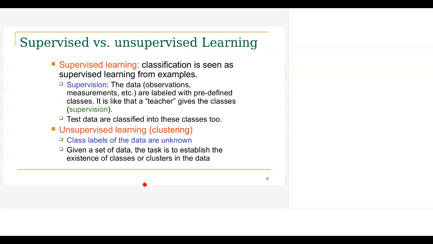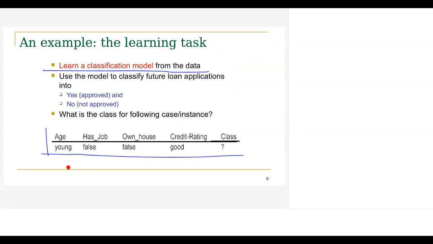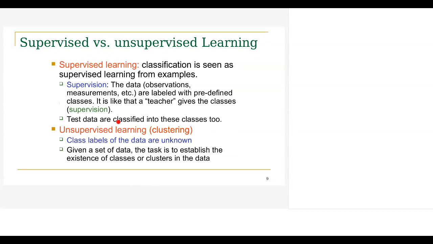So what are supervised and unsupervised learning? Supervised learning: classification is seen as supervised learning from examples. We have seen three examples: one is patient, one is loan approved, and another we have reduced by ourselves by taking this into account. Supervised means the data are labeled with predefined classes. It is like a teacher gives the classes.